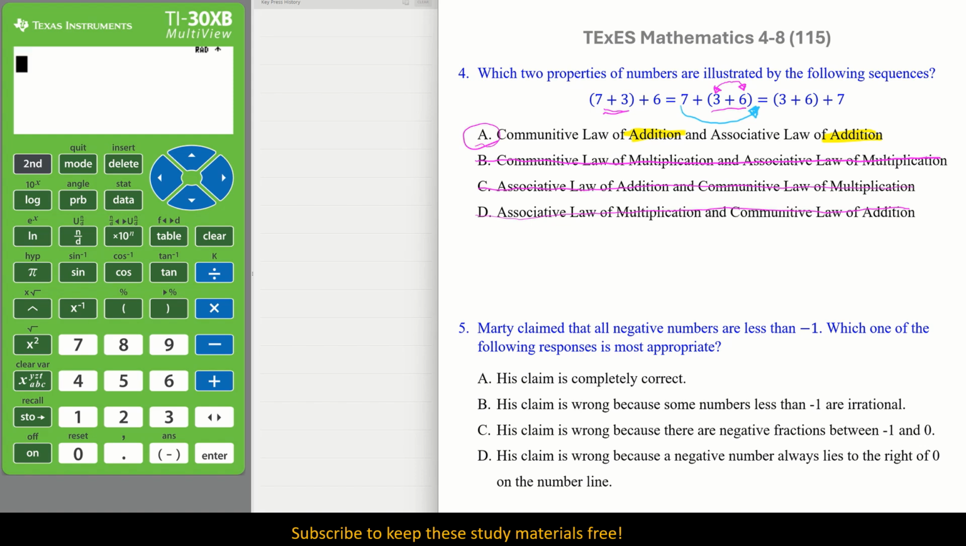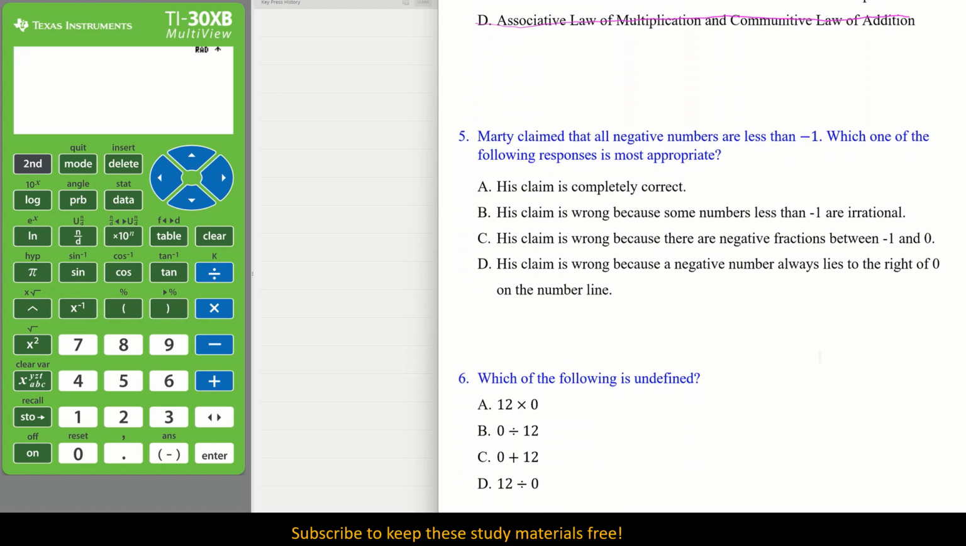So what we add together first is shown, and it doesn't matter which one we add, and when we move the numbers, it doesn't matter. But anyway, the point is option A is correct because those are the two laws that are being used, although fully used interchangeably.